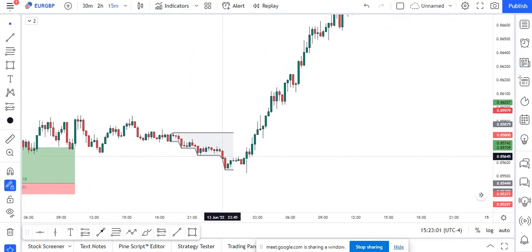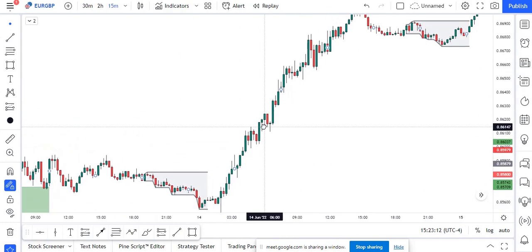Same thing here. We had a liquidity grab right here. This was the last structural high. The price broke that. We had a good momentum. So instead of price pulling back, it just went up and never gave an entry.